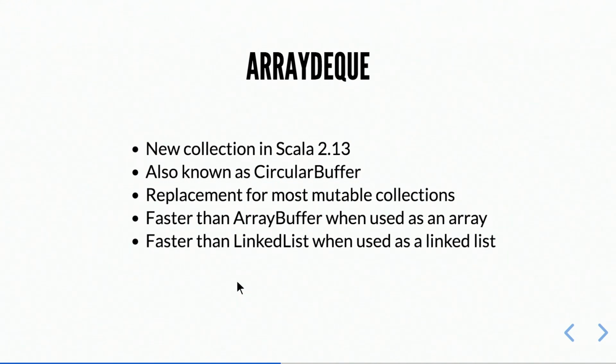It's faster than a mutable array buffer when you use it as an array, when you're doing random indexing. And it's faster than a linked list when you use it as a linked list, when you want to insert things at the beginning or the end, or at a particular index. And this is my first contribution to Scala. I have written a couple of libraries before, but I've never actually contributed to Scala Lang, so that's cool.